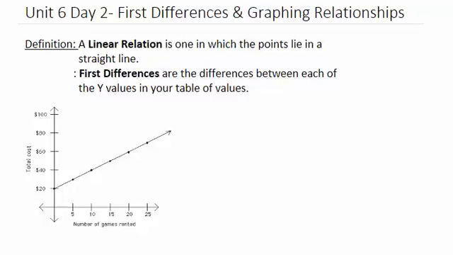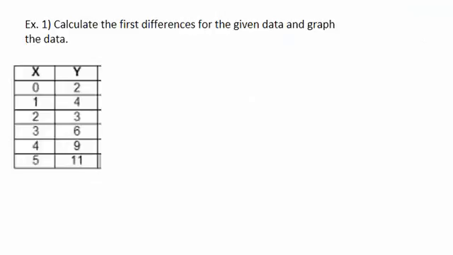The second definition is first differences. These are the differences between each of the y values in your table of values. We'll now go into some examples that use both of these definitions. Example 1. Calculate the first differences for the given data and graph the data.